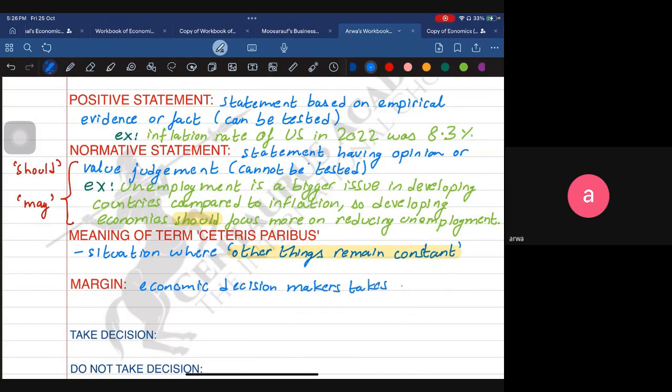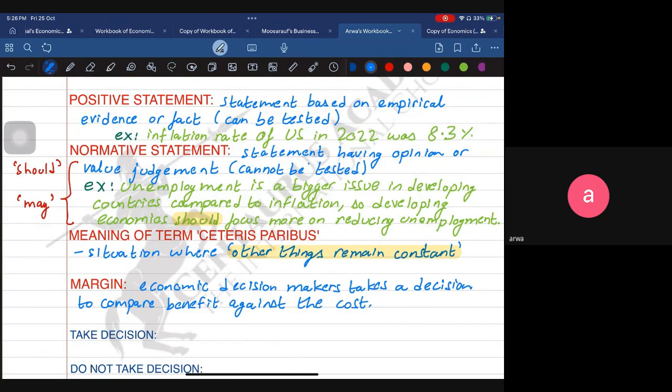take a decision to compare benefit against the cost, right?